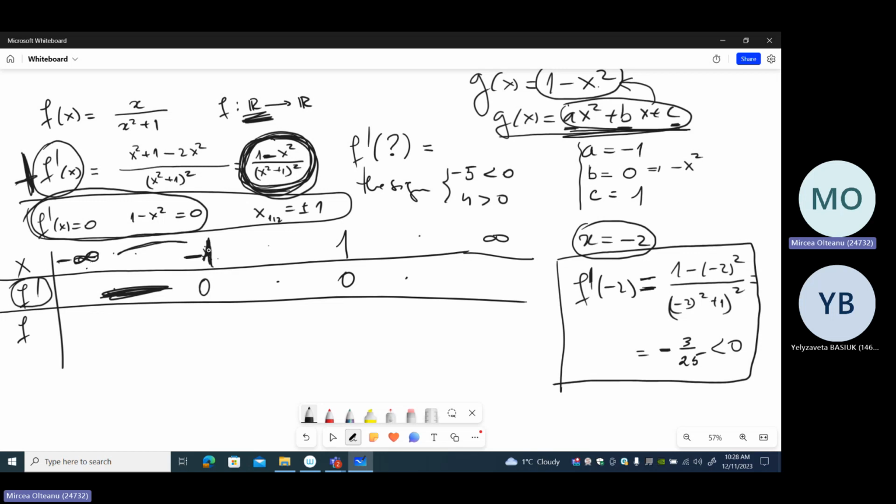Now, do the same for the interval -1, 1. But I would like you to do it in two ways. Theoretically, from here, and then by choosing an appropriate value for x, that means a fixed value in -1, 1, compute f prime of that value and see what you get. You must get the same sign in both ways, but please do it.